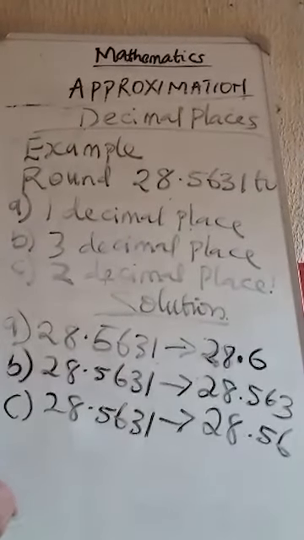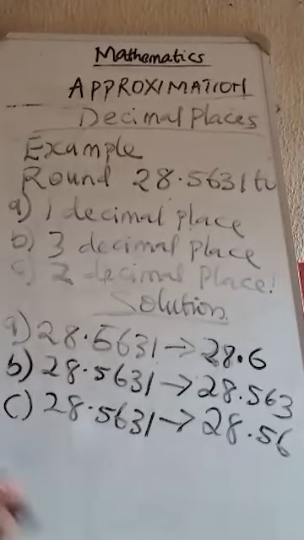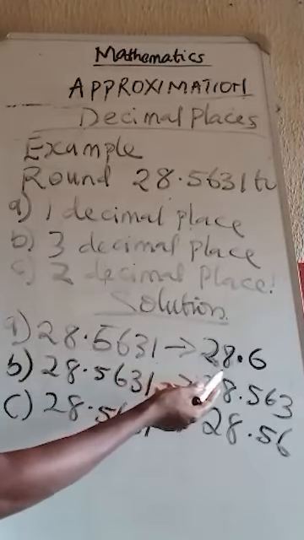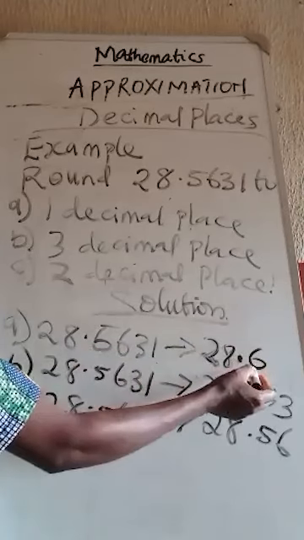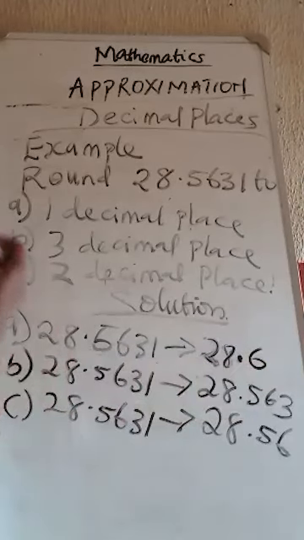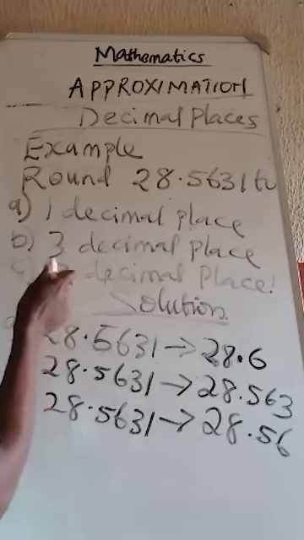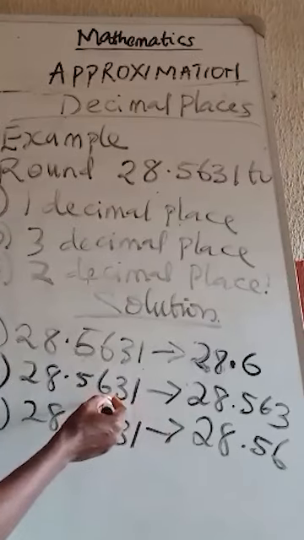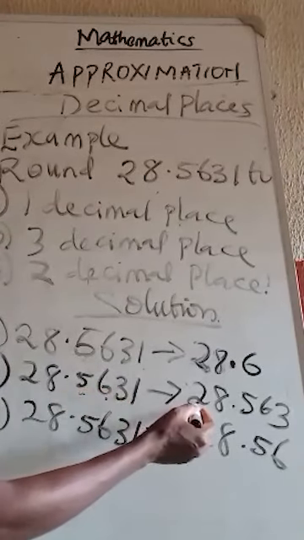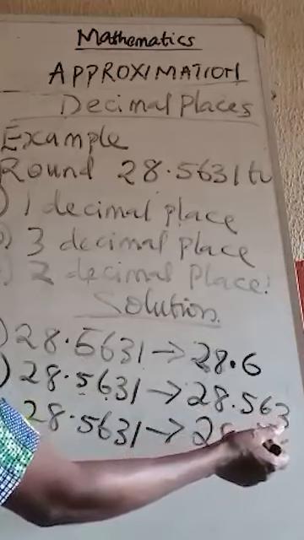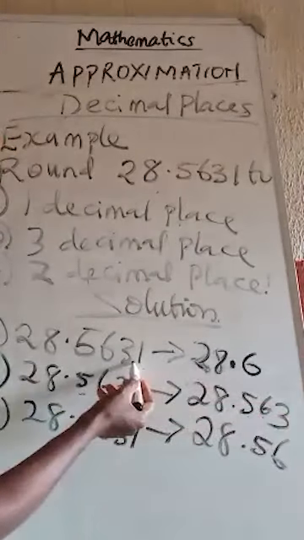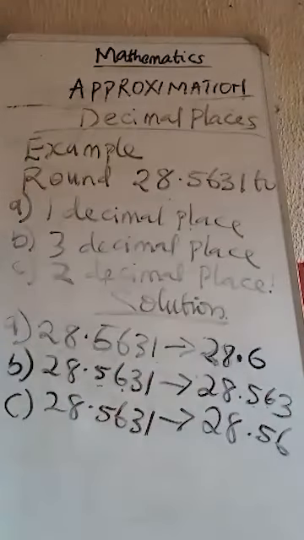Okay, solution to the example on the board. We have 28.5631 to one decimal place. We consider only 5, and we have 28.6. The B part of it, to three decimal places, we have 28.563. For two decimal places, we have to consider 5 and 6. For three decimal places, we have 28.563. The 1 is not up to 5, so we let it be.